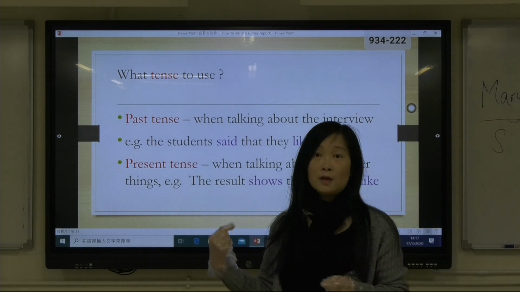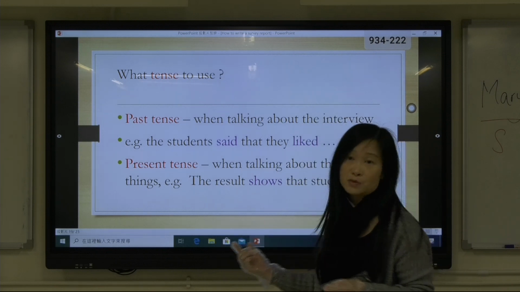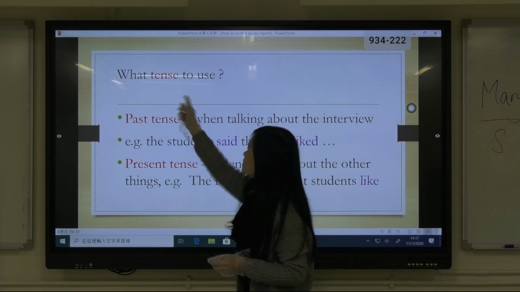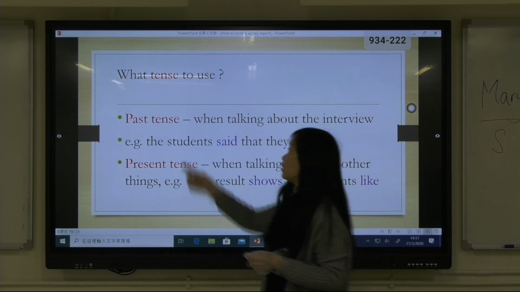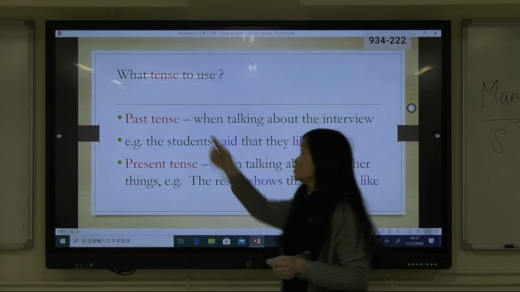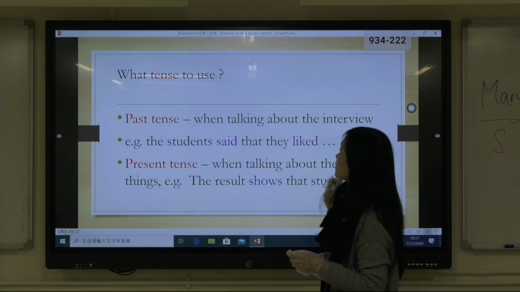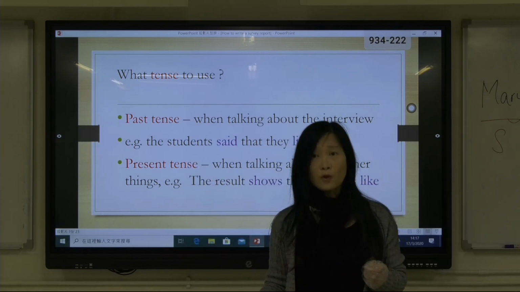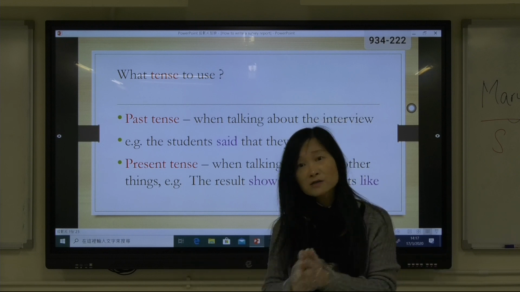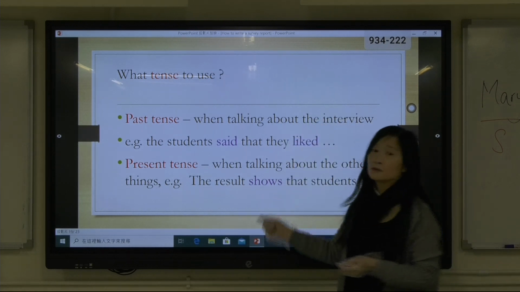Remember, a question that many students will ask when writing: what tense to use when we're writing a survey report? I tell you, both past tense and present tense. When to use past, when to use present. Past tense now. When you're talking about the interview, remember that you have the interview before writing the report. So it's something in the past. Of course, you need to use past tense in this part.